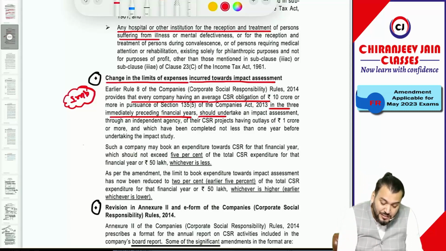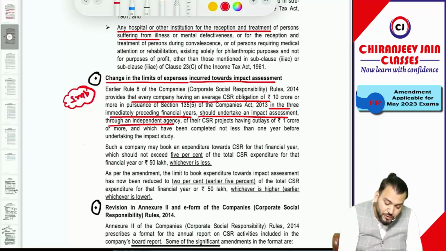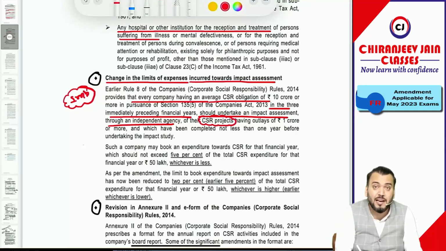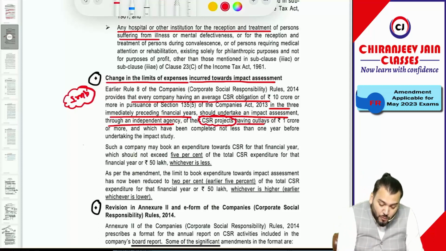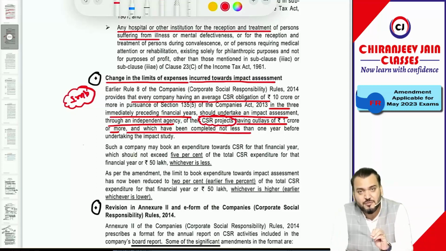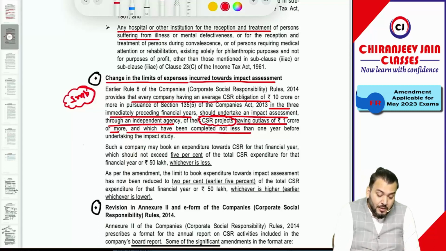then entity, means company, should undertake an impact assessment through an independent agency of their CSR project. Means they need to undertake impact assessment of their CSR project through an independent agency. Correct? But impact assessment need to be carried only for some CSR project which will fulfill some condition. So what was that condition? CSR project having an outlay of 1 crore or more, and which have been completed not less than 1 year before undertaking the impact study. Means impact assessment need to be carried on by independent agency only for those CSR project for which outlay is 1 crore or more, and which has taken more than 1 year for completion. Understood what I am saying? Yes sir. Now this is not an amendment.